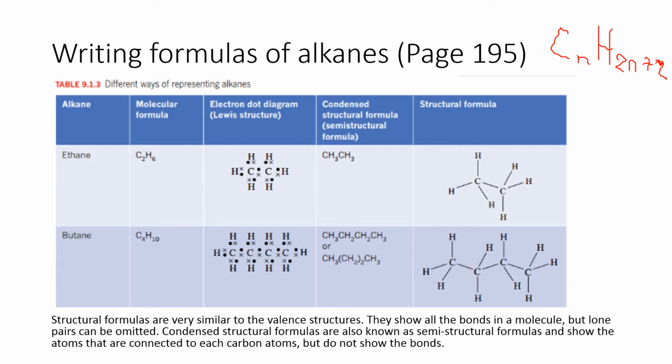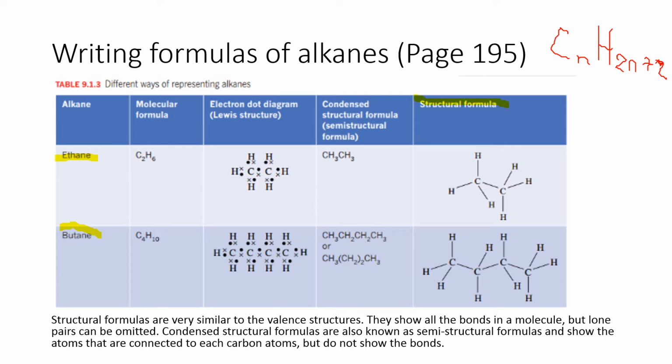The first one that we have is ethane. Using the formula CnH2n+2, ethane consists of 2 carbons, so the number of hydrogen will be 2 times 2 plus 2, which is 6. If you look at butane, with 4 carbons, the number of hydrogen will be 2 times 4 plus 2, which is 10. If we look at ethane and butane, once again it consists of only single bonds if you look at the structural formula.